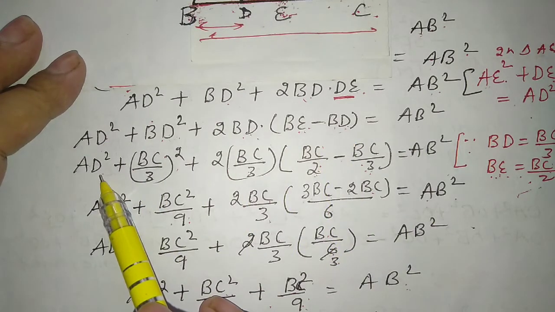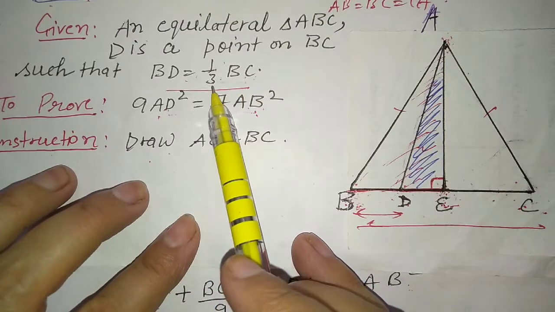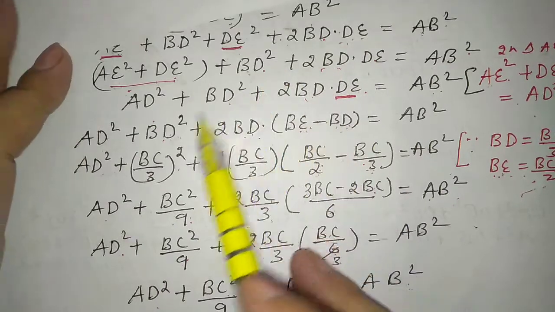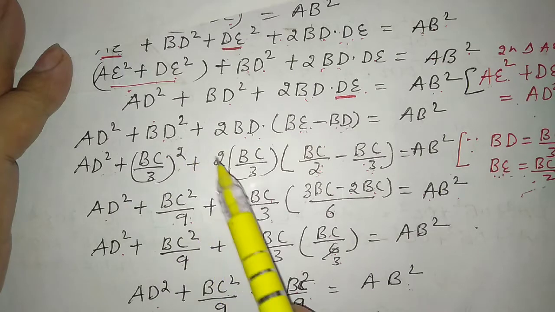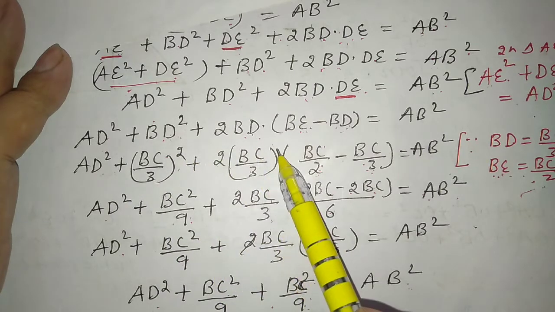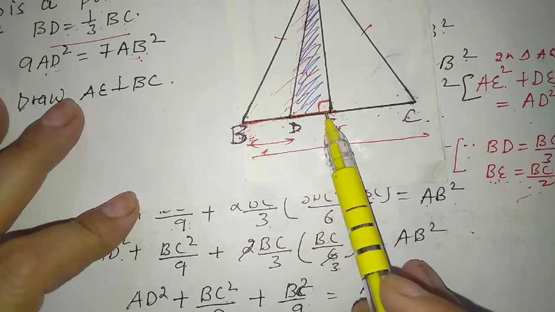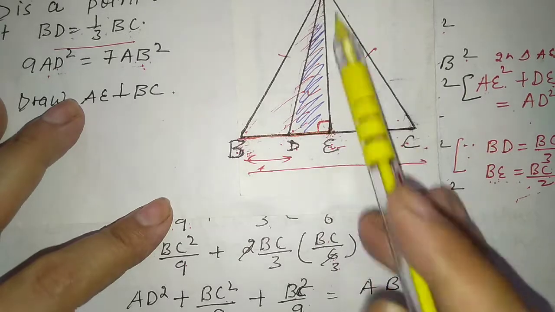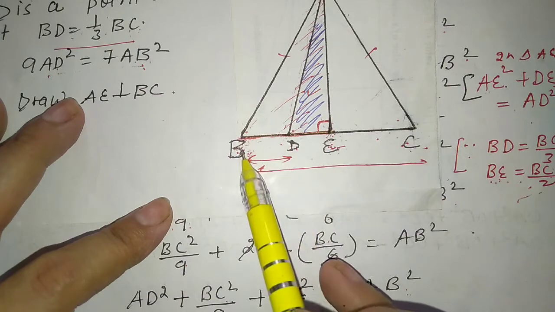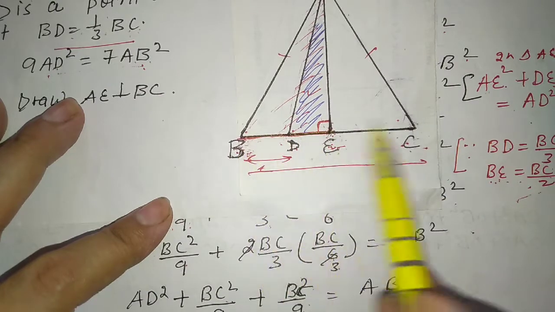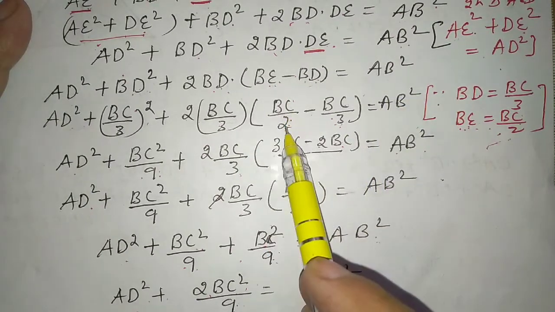AD square as it is. BD is given here as 1 by 3 BC, or BC by 3. So wherever there is BD, we will replace it by BC by 3. So BD square is BC by 3 whole square, 2 into BD is 2 into BC by 3. Now BE. I told you that in an equilateral triangle the perpendicular divides the side. So BE is equal to EC, or we can write BE is half of BC.